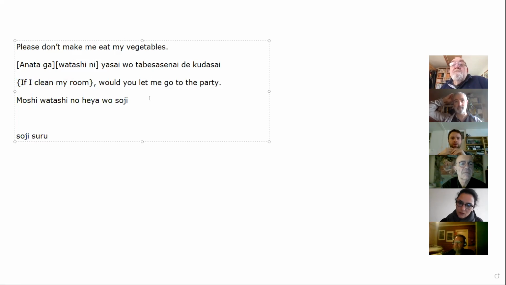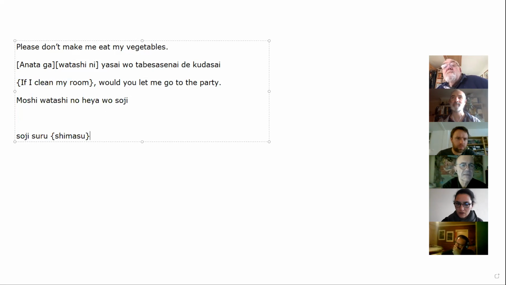Sorry, not a causative. This is a conditional here. This bit here is conditional, so you just need to make a conditional sentence first. Moshi watashi no heya soji. Suru is shimasu. Shimanai. No, shimanakereba. That's if I don't clean my room.